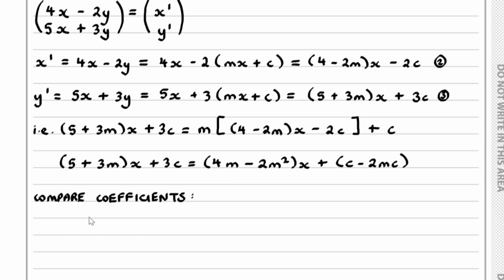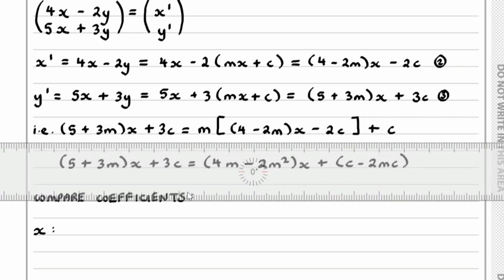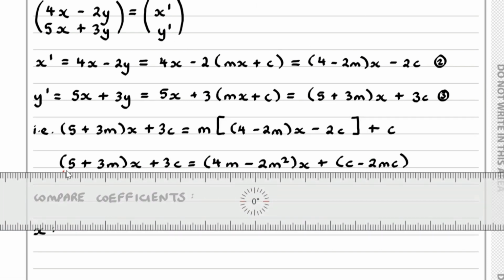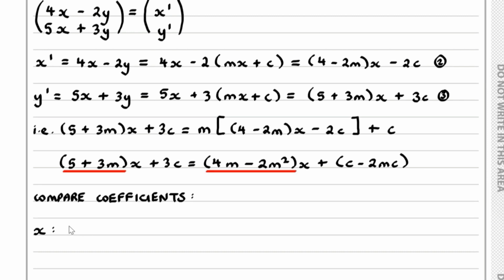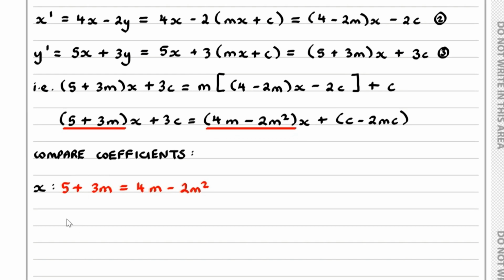And if we compare coefficients, comparing the x terms, we have 5 plus 3m of them on the left hand side, and 4m minus 2m squared on the right hand side. So we've got 5 plus 3m equals 4m minus 2m squared, from which we can see 2m squared minus m plus 5 equals 0.